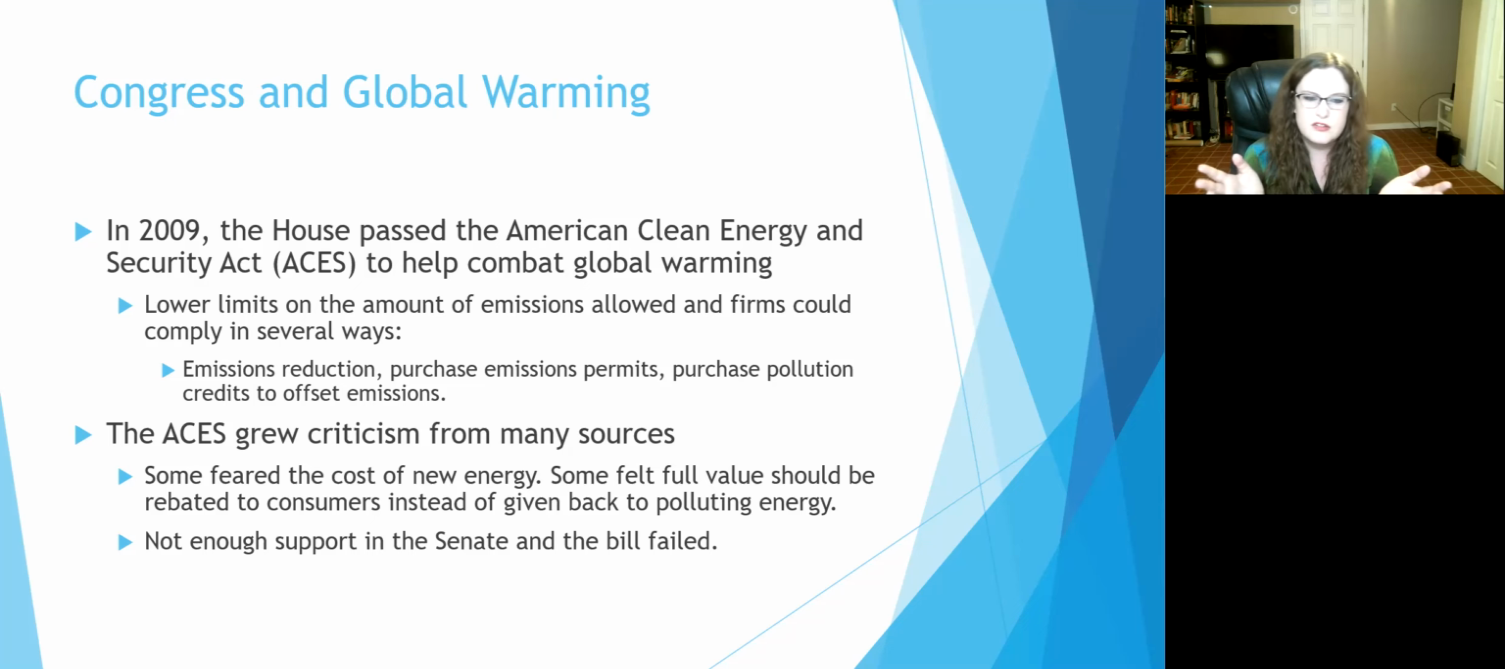So the House thought that this was a pretty good idea, but then it ended up having a lot of criticism, right? Because a lot of people feared this new cleaner energy is just a very high initial cost. It would end up putting factories out of work and potentially millions of people out of work. Some felt the full value should just be rebated to customers, because we're going to have this very expensive cost, which is going to make prices go up. So instead of giving it to these firms to be cleaner, why not just give it to the people? And that was something a lot of people argued about.